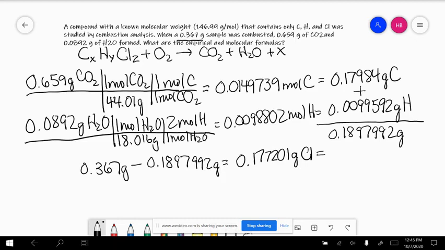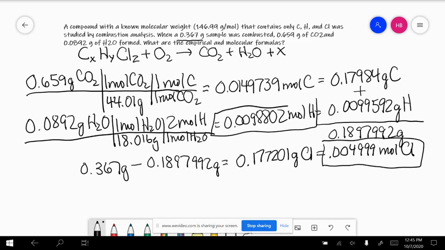Let's change that to moles. We do that by dividing by the molar mass. If I divide by the molar mass, I get 0.00499 moles of chlorine. So now we have our moles of chlorine, we have our moles of hydrogen, and we have our moles of carbon.